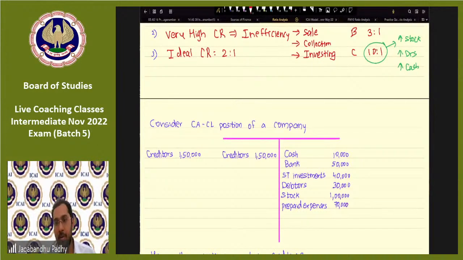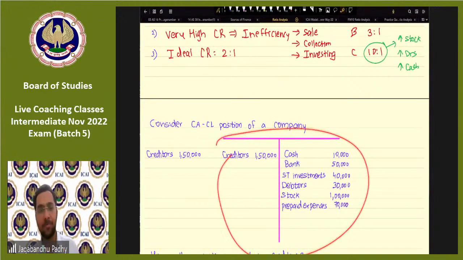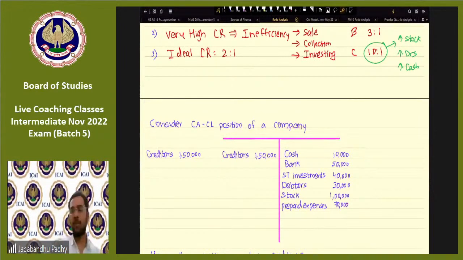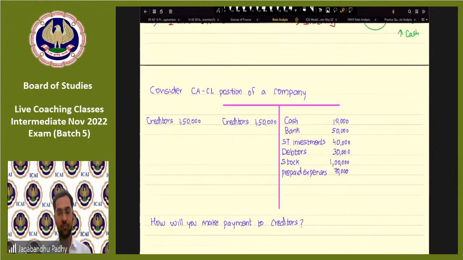Okay, let's say this is an extract of a balance sheet of a company. We have got cash, bank, short-term investment, debtors, stock, prepaid expenses, creditors of 1,50,000. So current asset, current liability position is this. If you want to calculate the current ratio, can you tell me what's the current ratio in this case?